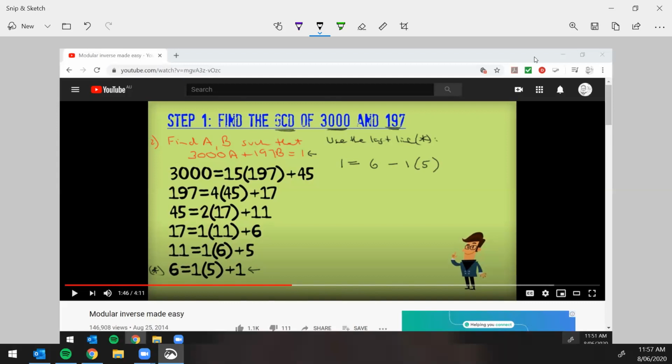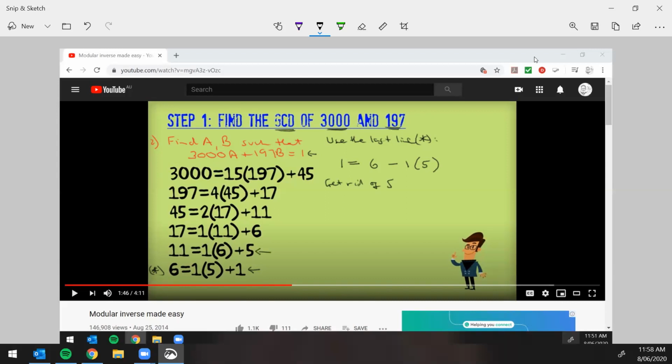But what have we actually achieved here? We've expressed 1 as a multiple of 6 and a multiple of 5. That's not what we want. We want a multiple of 3,000 and a multiple of 197. So we've got to somehow get rid of this 6 and this 5 to get what we want. So the next step is to get rid of the 5.